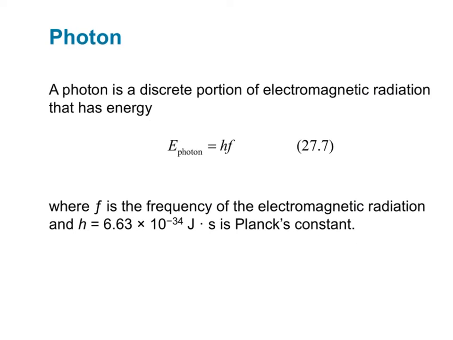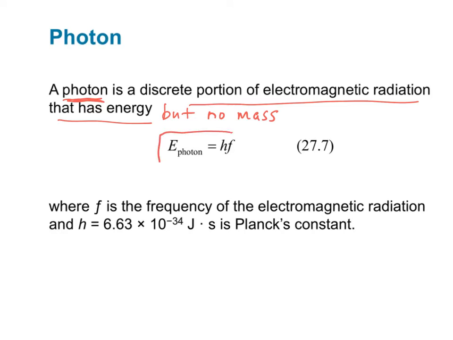Okay, moving on to the first topic, quantized energy. A quantum is like a packet. It's like a little discrete packet of something. And Einstein was the first guy to pose the idea that light came in little packets called photons, which is a discrete portion of electromagnetic radiation that has energy, but no mass. So it's like a light particle without mass, but it's just a little packet of energy, which is kind of hard to picture. But the amount of energy in a single photon is equal to this little equation right here.